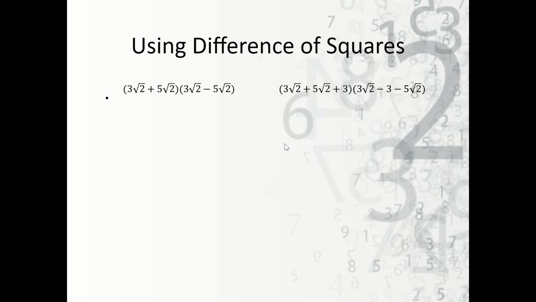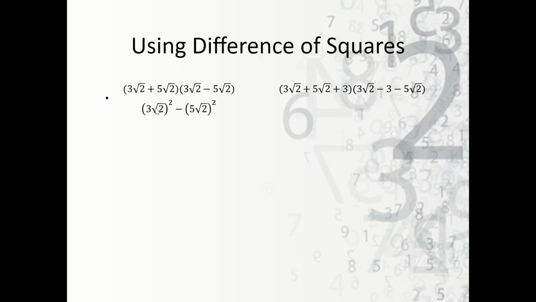Now how do we use difference of squares when dealing with roots? Well, what we should notice is this says 3 square root of 2 plus 5 square root of 2 times 3 square root of 2 minus 5 square root of 2. Well, we should notice that we have a and a plus b and minus b. So we can rewrite this as a squared minus b squared. So we will take 3 square root of 2 and square that minus 5 square root of 2 squared.